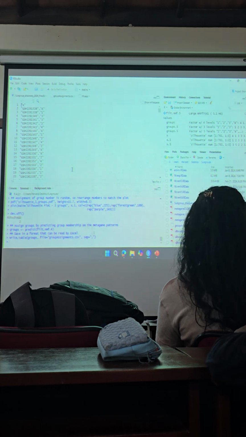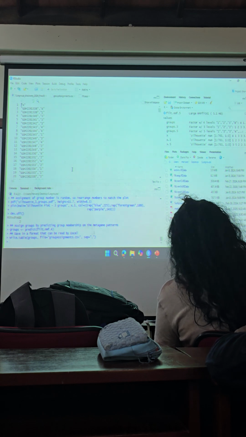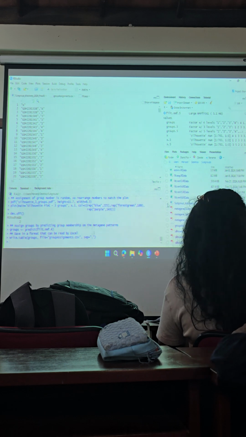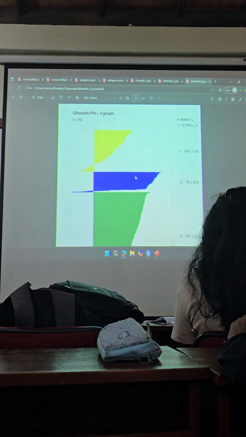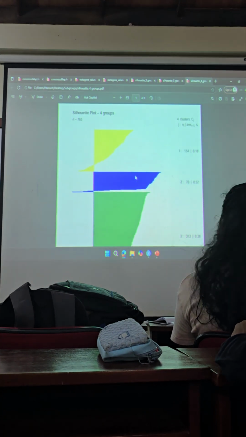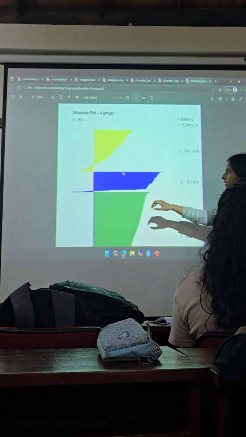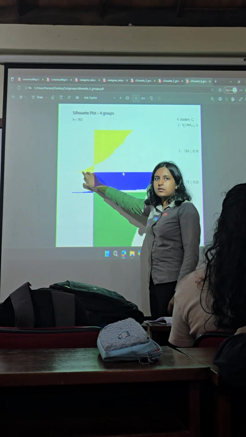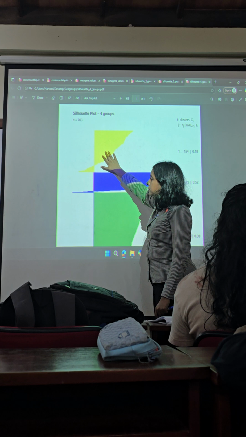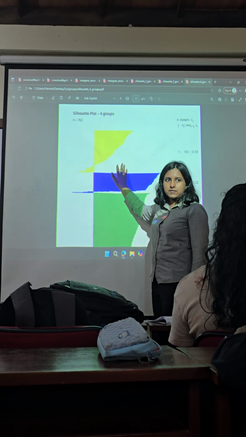Okay, now any questions? Okay. Can you tell again how to interpret silhouette? You have to look at the clustering, right? So ideally there would be only clusters on the positive side.